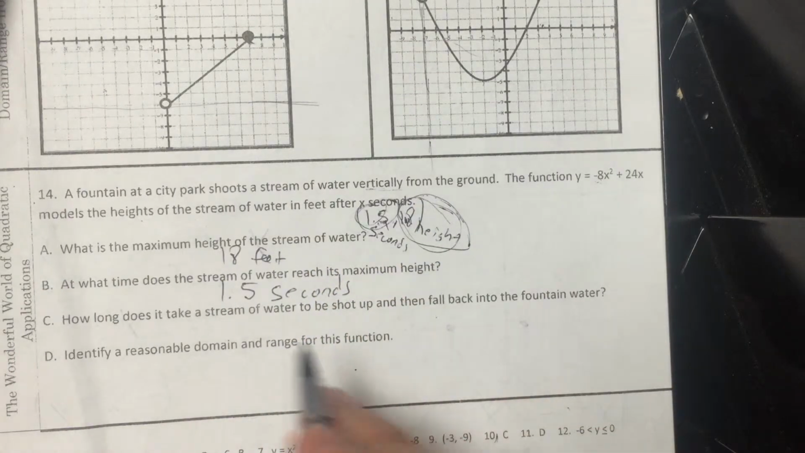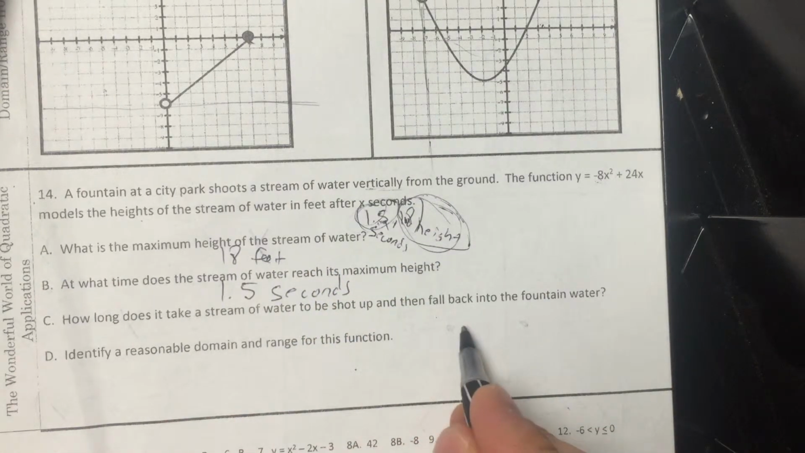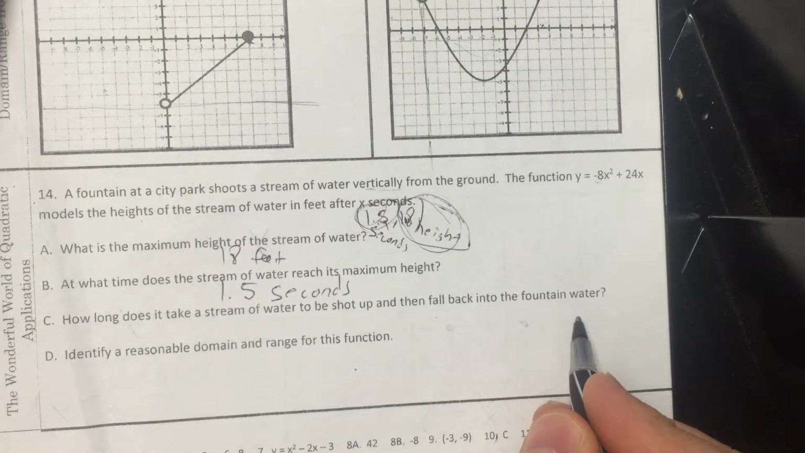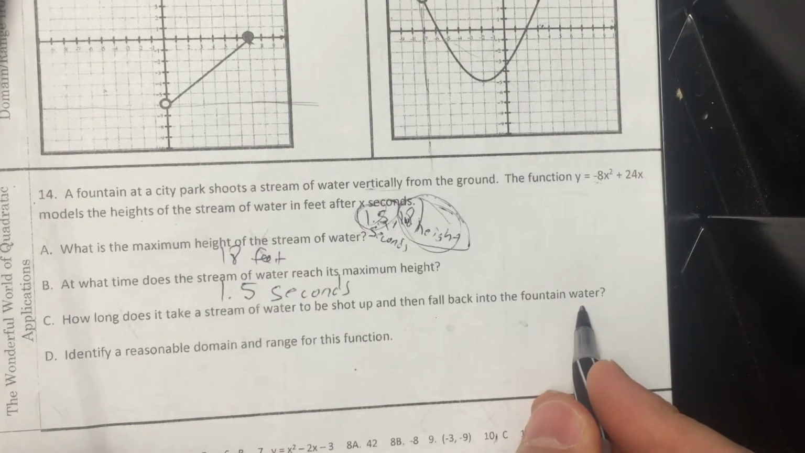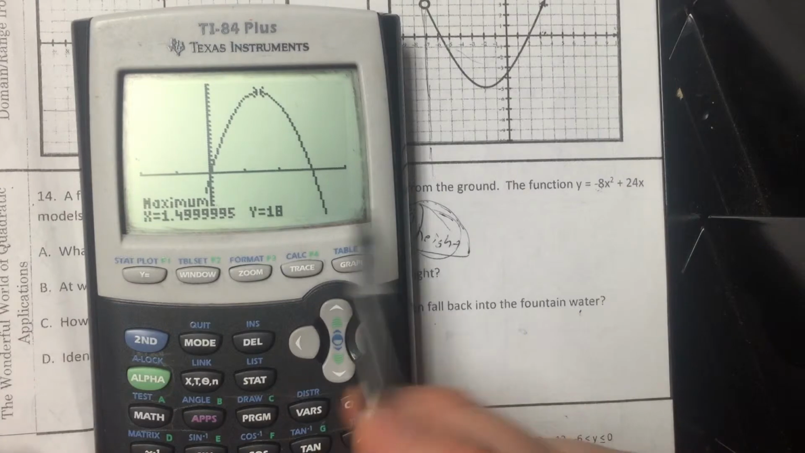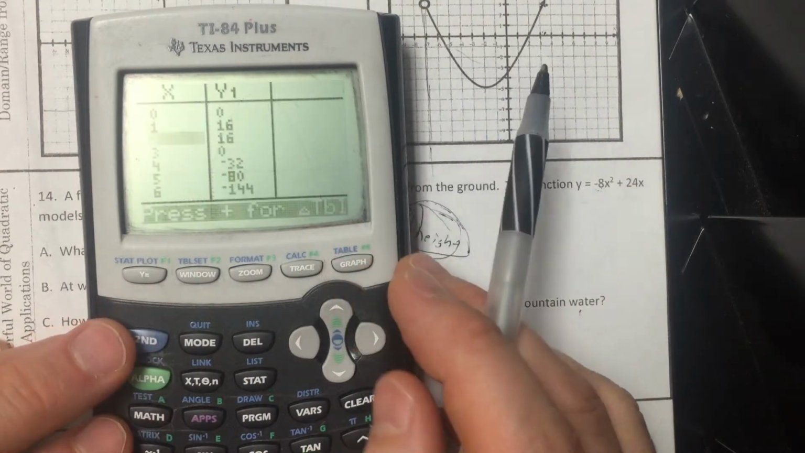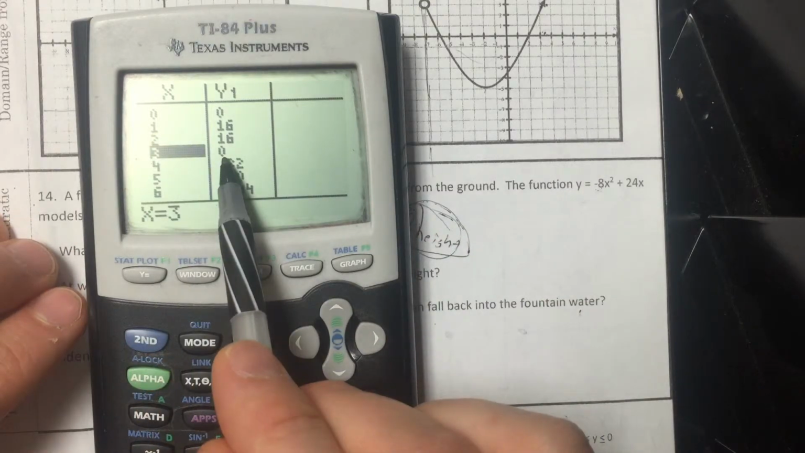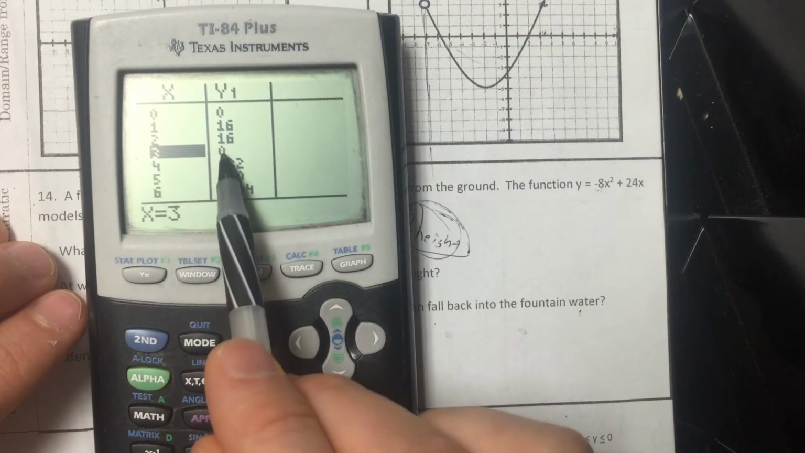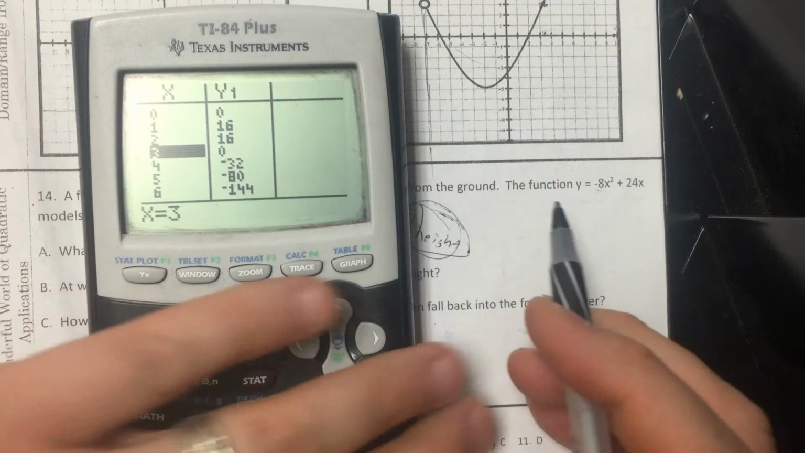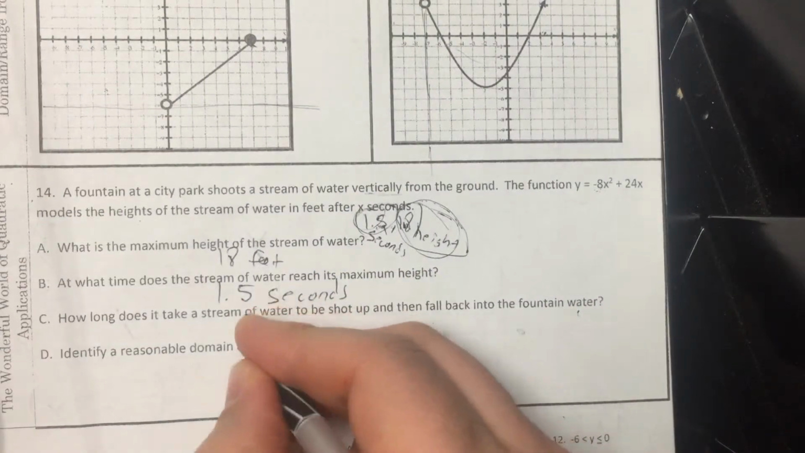How long does it take a stream of water to be shot up and then fall back into the fountain water? Okay, well, we already kind of eyeballed that. I said it looks like 3 seconds because it's right on the 3. Let's go to the table to verify. There's 3, 0. At 3, it's back to a height of 0, which means it's back into the fountain. So 3 seconds.